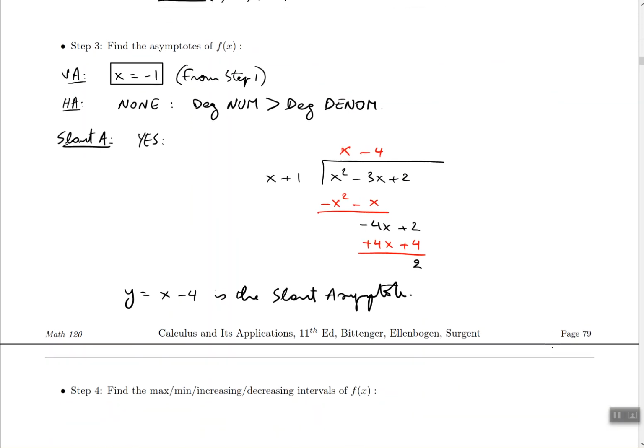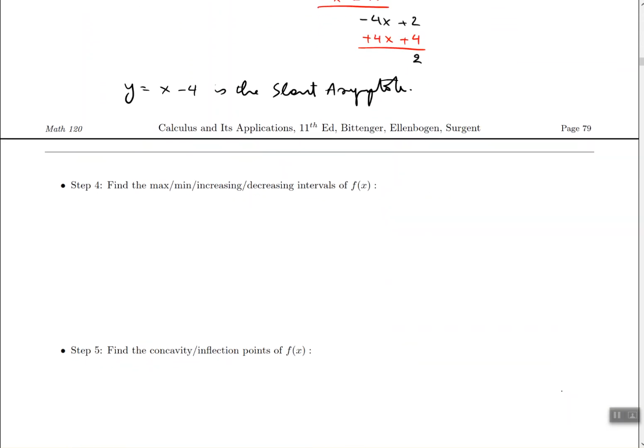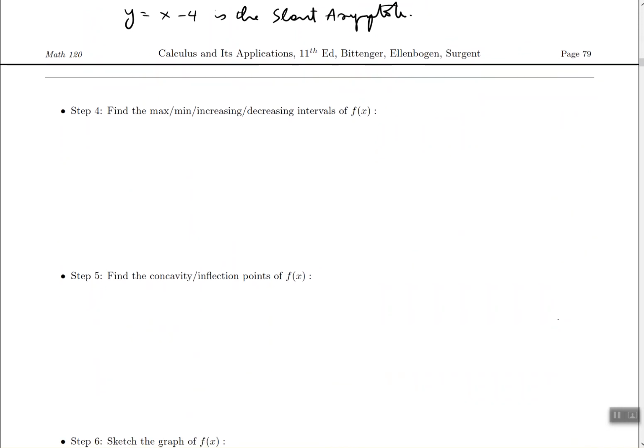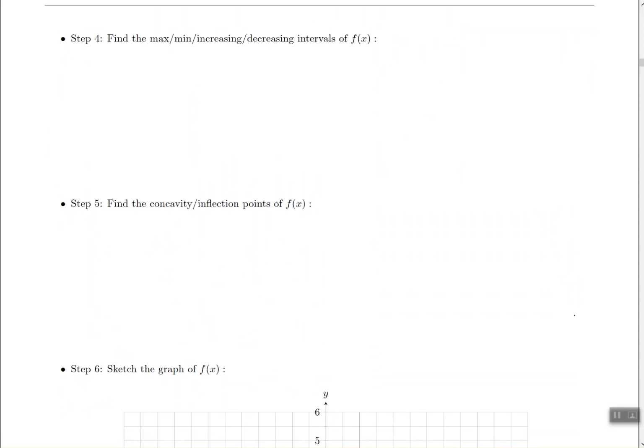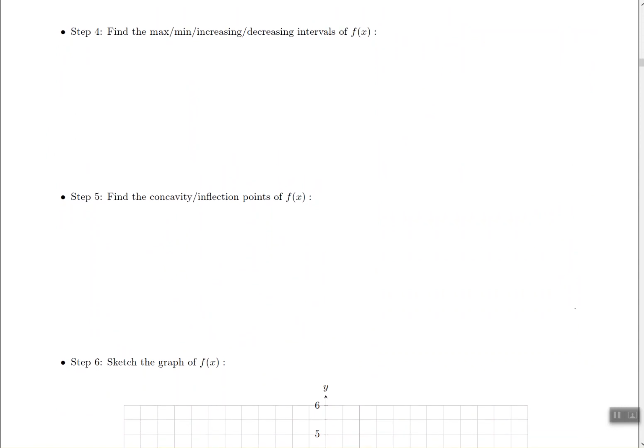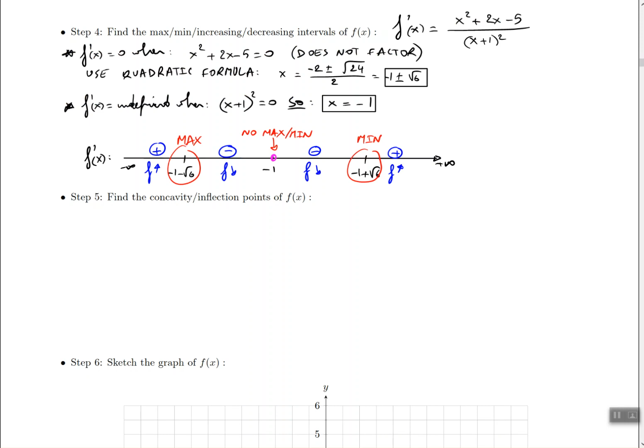So I'm gonna move on next to the maximum and minimum, and the increasing and decreasing intervals, and the concavity. So I'm gonna fill in the blanks and show you that. So pause the video and see if you can do it for yourself. But here's the answer. Okay, so the first derivative test is basically finished.